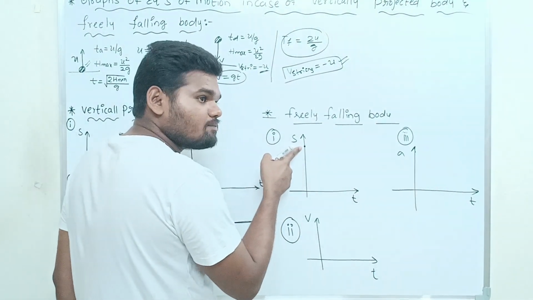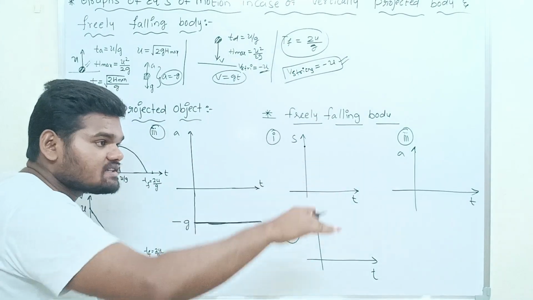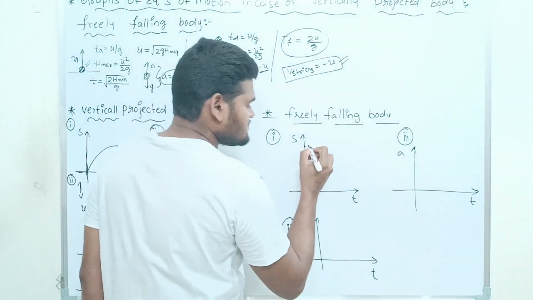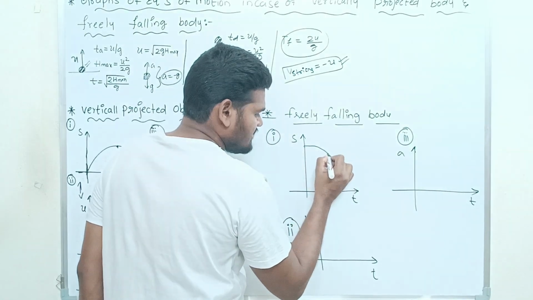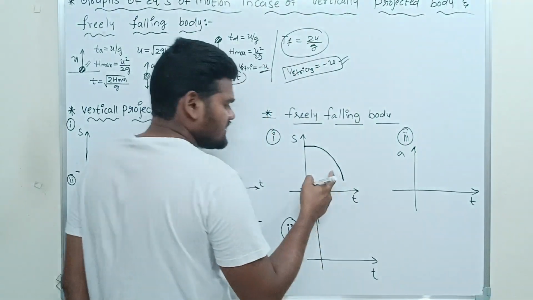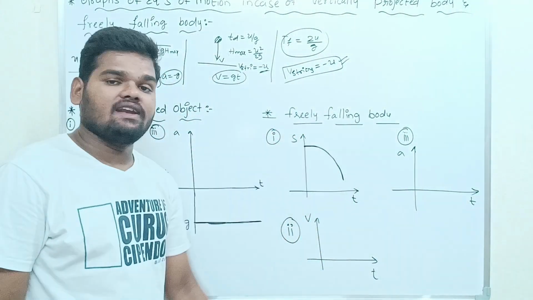Initially the object is at maximum height and it is moving towards the ground. Then its displacement will decrease, decrease, decrease. And this is the graph of displacement versus time in case of a freely falling body.